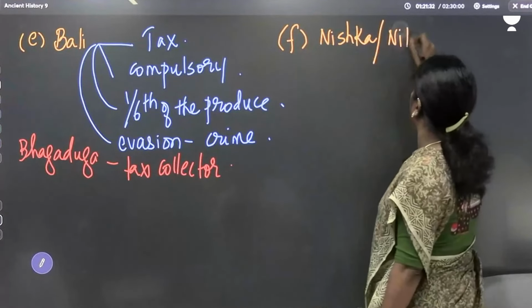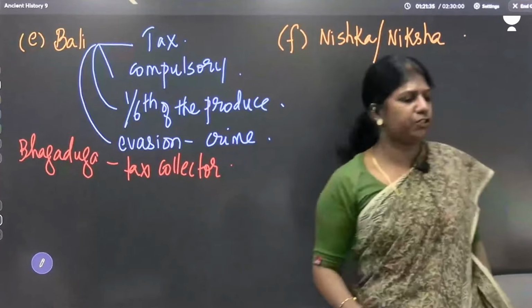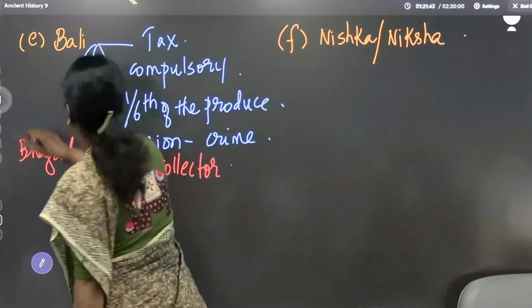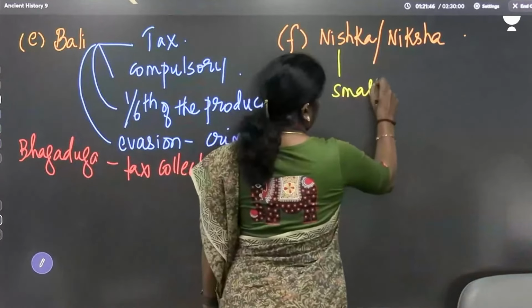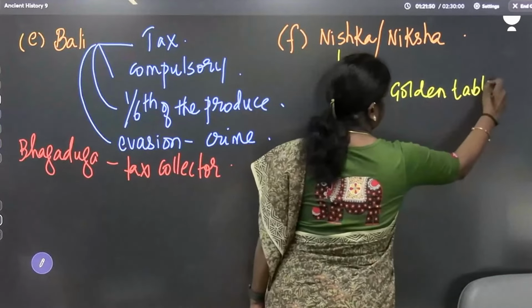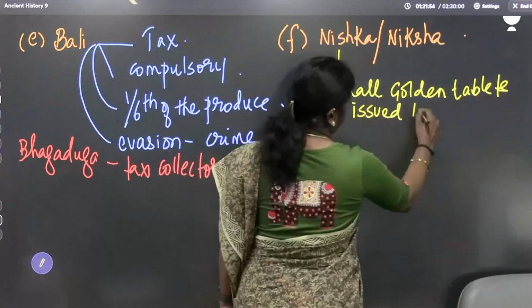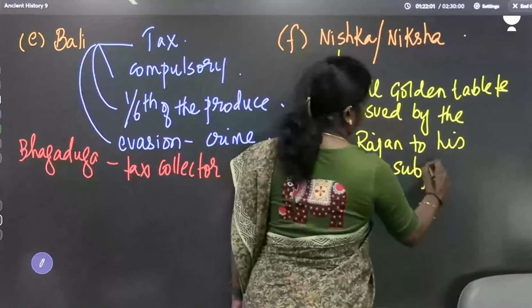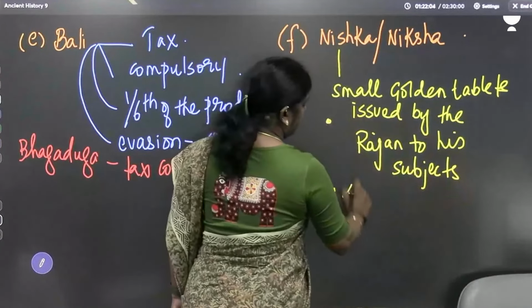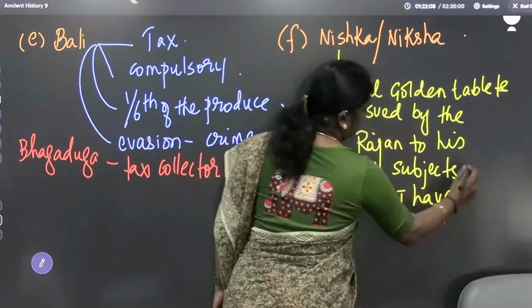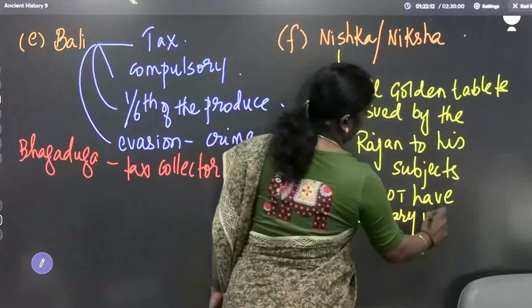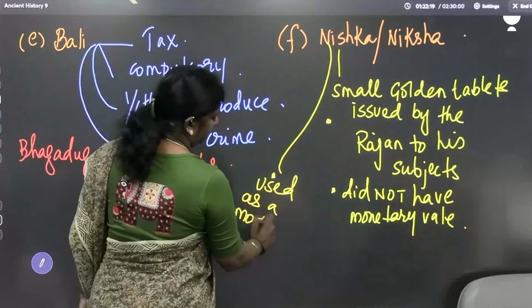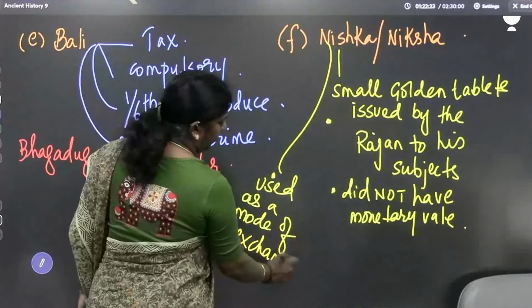Nishka, or it's also called Niksha. Write the next point, Nishka. What is Nishka or what is Niksha? Just write it. It was small golden tablets issued by the Rajan to his subjects. It did not have monetary value. Nishka or Niksha did not have monetary value. It was just used as a mode of exchange. Just write these 3 points. Then I'll tell you how did it work.